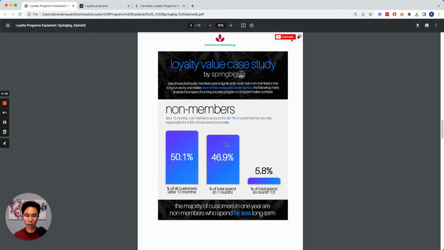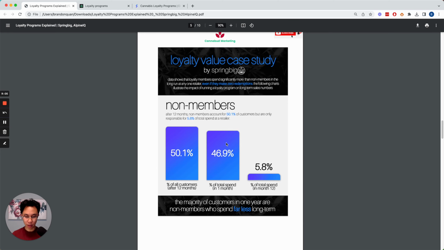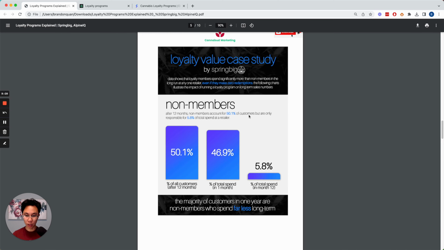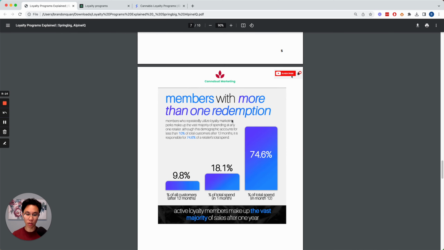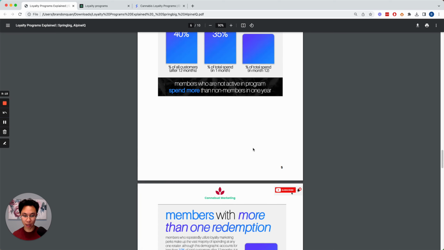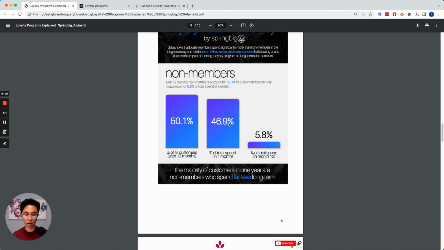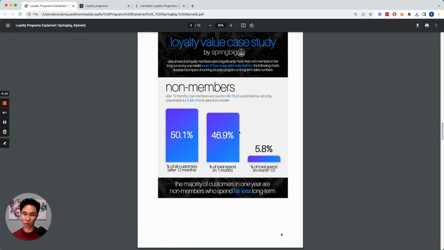So if we're talking about leverage, meaning the inputs that you put in and the outputs that you get out, if you focus on getting your existing customers to start redeeming things in your loyalty program, you're going to get outsized returns for the sales that you get, instead of trying to convince the non-members to come back and purchase over and over and over again.